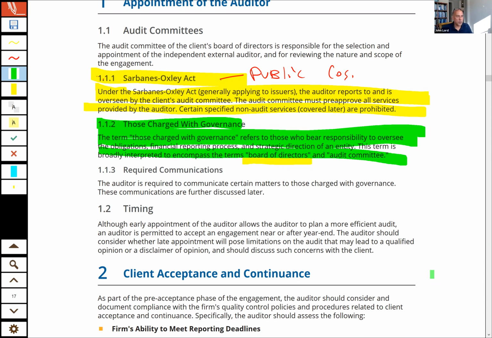Now, sometimes a board of directors will be very small. There'll be maybe 3 people on the board of directors. Well, then the entire board of directors is going to have to form the audit committee. But if you have a board of directors that's large enough that you can peel off 2 or 3 individuals to be the audit committee, then you would do that. Okay, good. Timing.